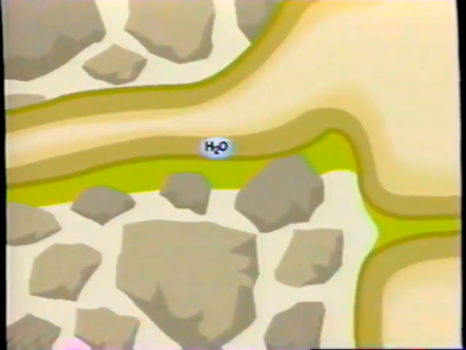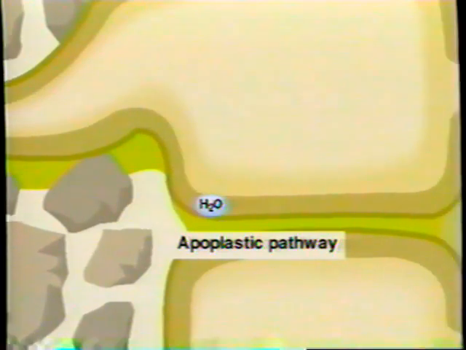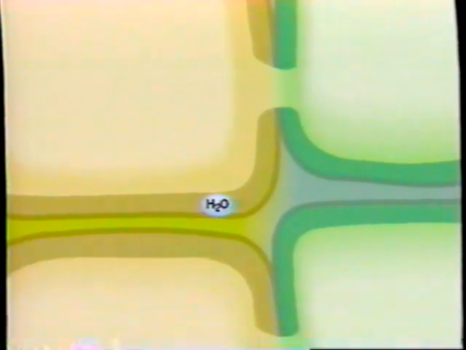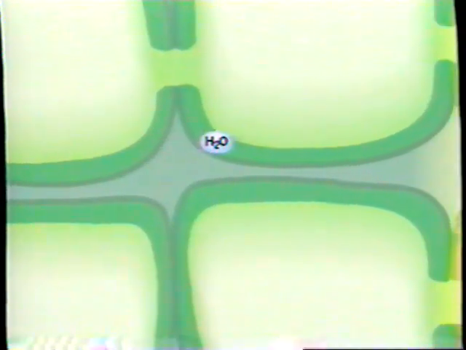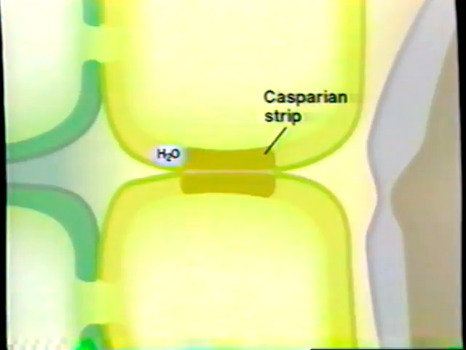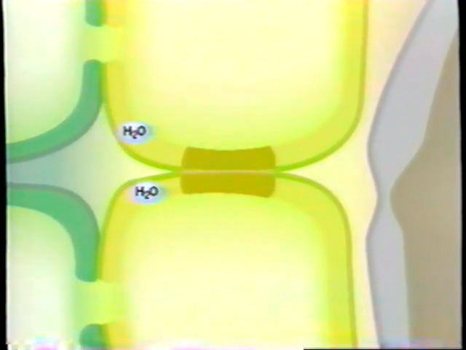Alternatively, water can take the apoplastic pathway, squeezing through the spaces between cells or traveling through the cell walls of adjacent cells. Reaching the endodermis, the water encounters a band of waxy material in the cell wall of the endodermis cell. This band, called the Casparian strip, is impermeable to water and dissolved substances. Therefore, the Casparian strip directs water through the selectively permeable membrane and into the endodermis cell. Thus, the endodermis regulates the movement of water and dissolved material into and out of the vascular tissue.